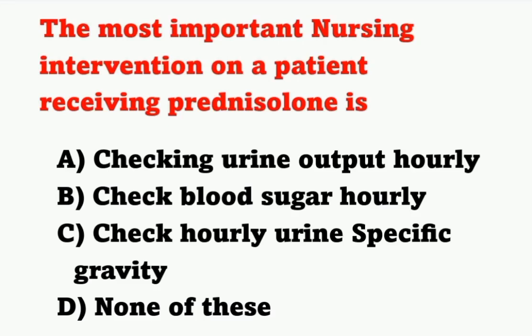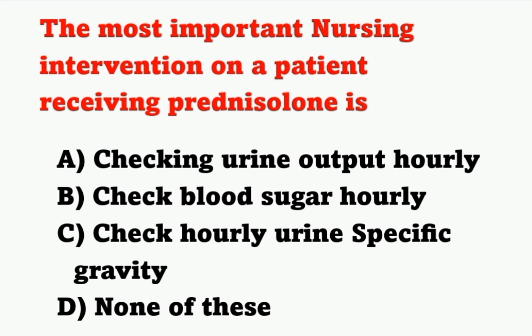Friends, today in this video we can discuss questions from pharmacology. First question: the most important nursing intervention on a patient receiving prednisolone is? Option A, checking urine output hourly. Option B, check blood sugar hourly. Option C, check hourly urine specific gravity. And option D, none of this.